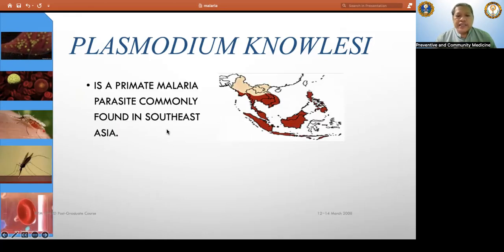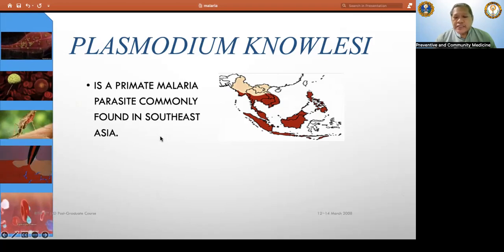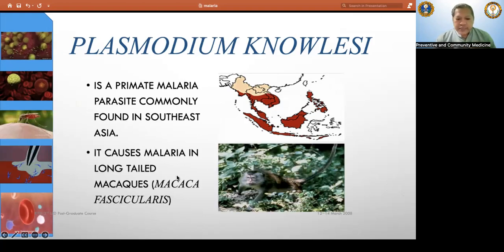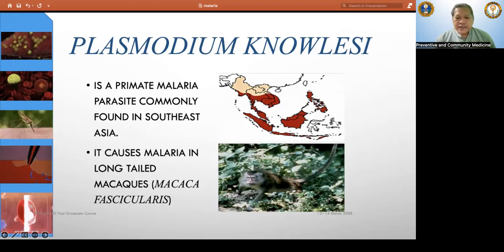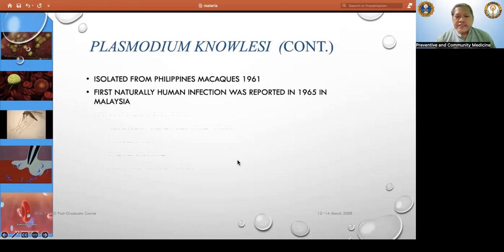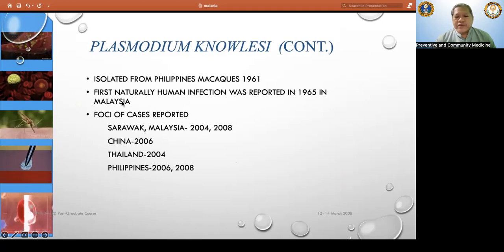Okay, so yung Plasmodium knowlesi, it's a primate malaria parasite commonly found in Southeast Asia. So dito marami. So including ang Philippines. It causes malaria in long-tailed macaques. Okay. And isolated from Philippine macaques in 1961. The first natural human infection was reported in 1965 in Malaysia.